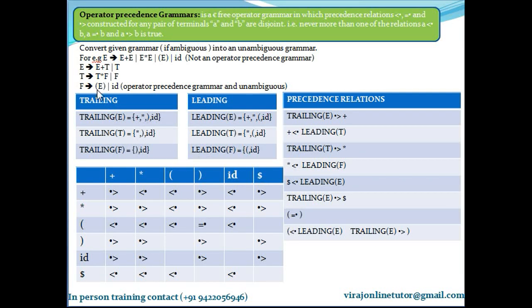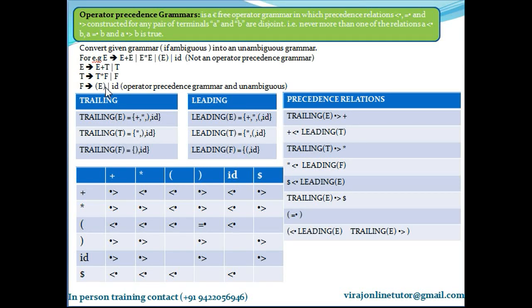And if two terminals are separated by a single non-terminal, then the terminal on the left hand side of that non-terminal is equal to the terminal on its right. That's why open bracket is equal to close bracket. Similarly, open bracket is less than leading of E and trailing of E is greater than close bracket.